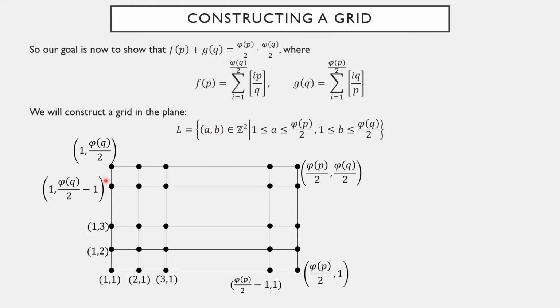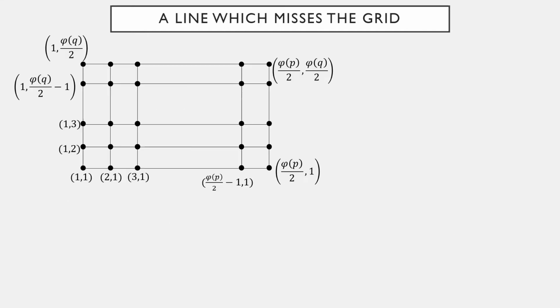So from the smallest x-coordinate of 1 to the largest x-coordinate of phi of P over 2, the smallest y-coordinate of 1, the largest of phi of Q over 2, I take all possible points where both coordinates are integers. So there's a gap in here as we go from 1, 1, 1, 2, 1, 3, all the way up. But what we have is we have a piece of the integer grid. Okay, how many points are in it? Well, the x-coordinate has phi of P over 2 options, and the y-coordinate has phi of Q over 2 options. So the number of points in this grid is exactly phi of P over 2 times phi of Q over 2. So here is our grid of x and y coordinates.